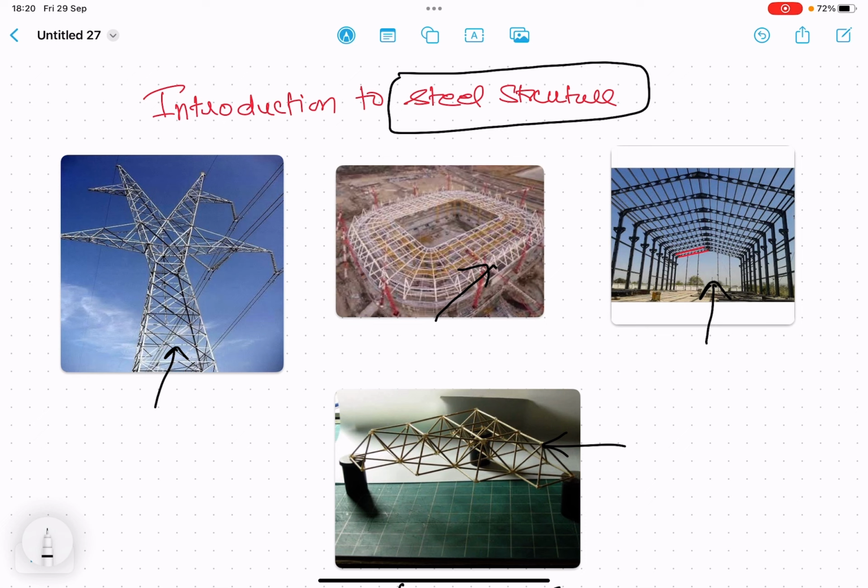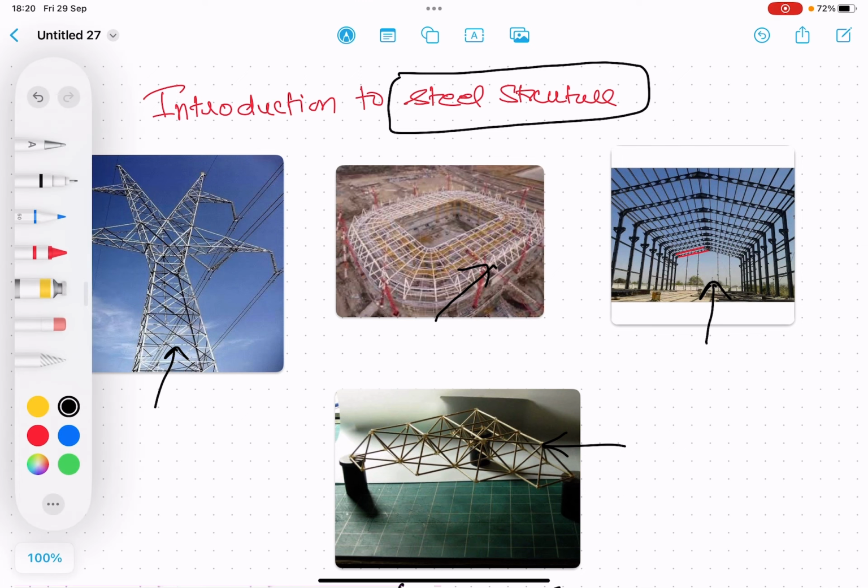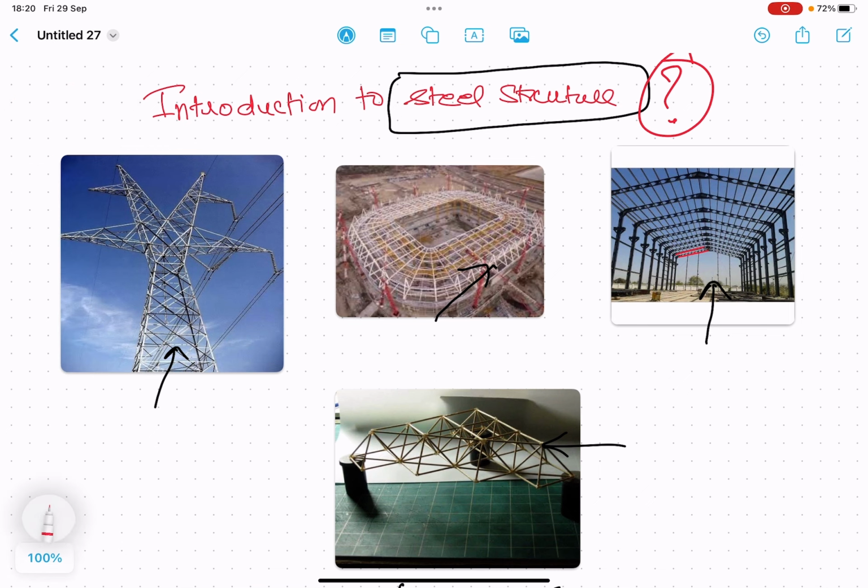Even if you are living in a city where metro construction is being carried on, you have seen a number of trestles around for the support of the element, so those are also steel structures. So what exactly is a steel structure? What is the real definition of a steel structure? First we will understand that.